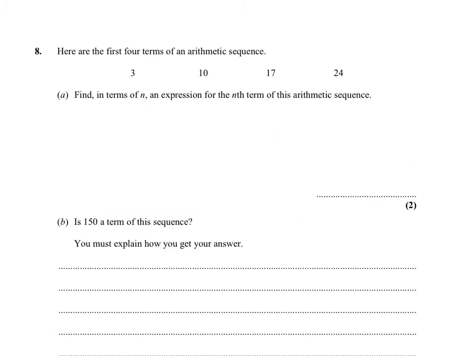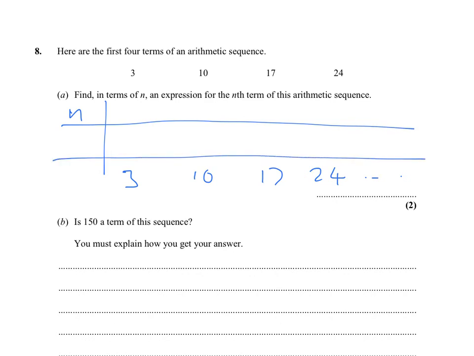Question 8 then. First 4 terms of an arithmetic sequence. Not too easy, but we have seen these examples before. So we write down 3, 10, 17, 24. There's our sequence. We write it in a table with n as 1, 2, 3, 4.